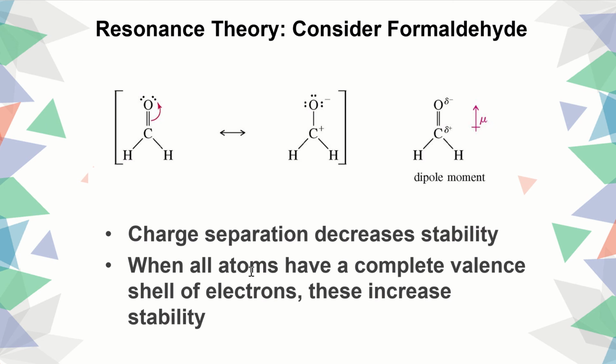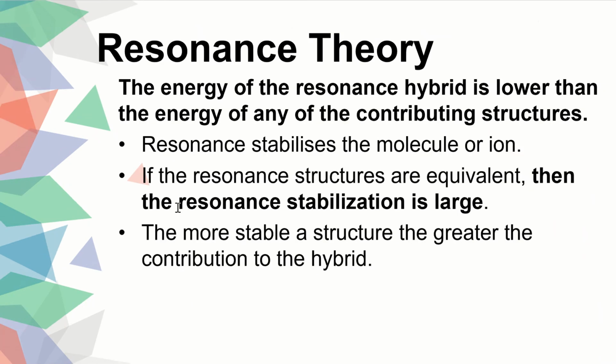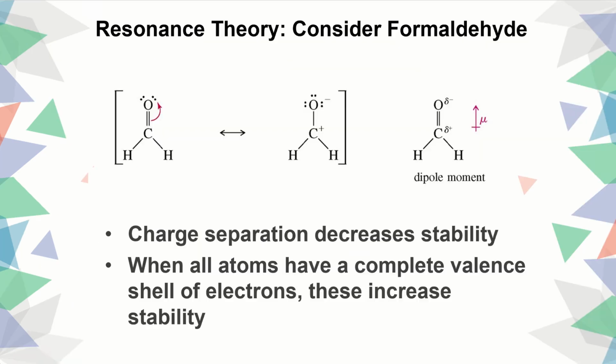When all atoms have a complete valence shell of electrons, this increases stability. So these are the things that contribute to stability. We're seeing that formaldehyde in this form would be a greater contributor to the resonance, and therefore, let's go back to that slide, the more stable a structure, the greater the contribution to the hybrid. So this is more stable than this, and therefore this is a bigger contributor to the hybrid.